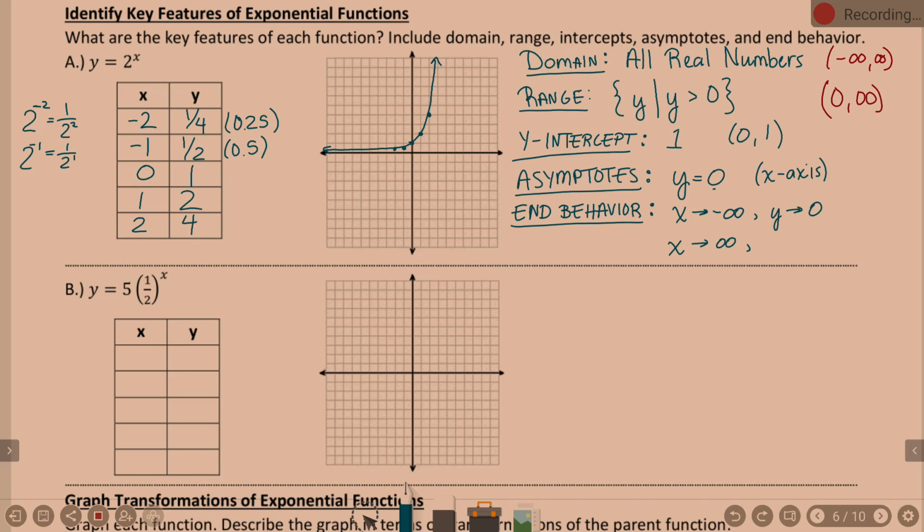Now think the other way. As x approaches positive infinity, this is saying as we go right on my graph, the farther right we go, what y value is my graph approaching? It's going up to positive infinity, yes? So here, as x approaches positive infinity, y approaches positive infinity.